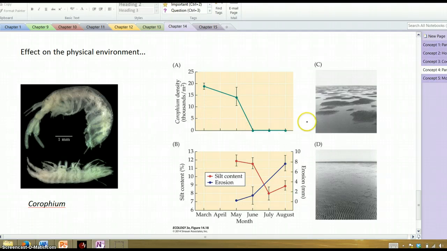But when they are infected with a parasite, the Corophium population goes down quite a bit. And what happens is these islands then become less stable and there's greater erosion. Erosion increases and the silt content of the mudflats decreases. So this is an example again of where a parasite has a negative effect on a population, which then has an effect on the physical structure of the environment.